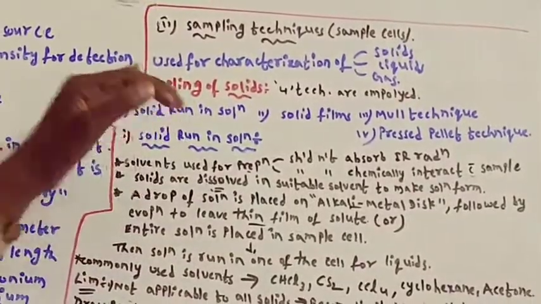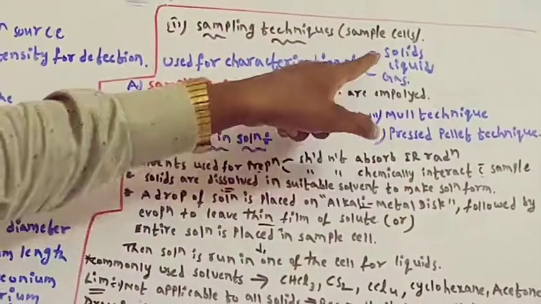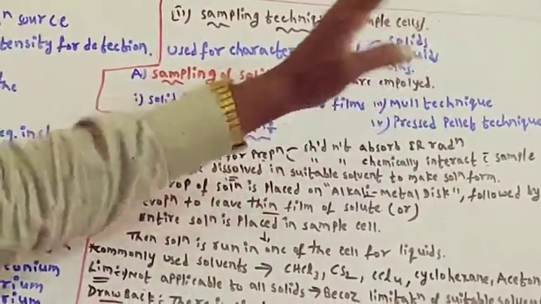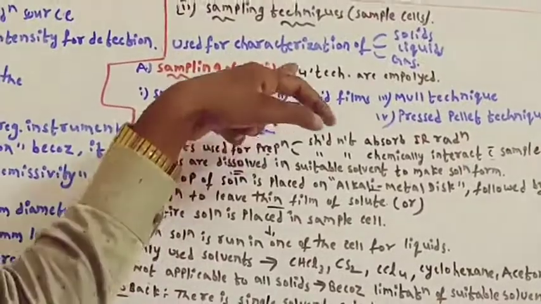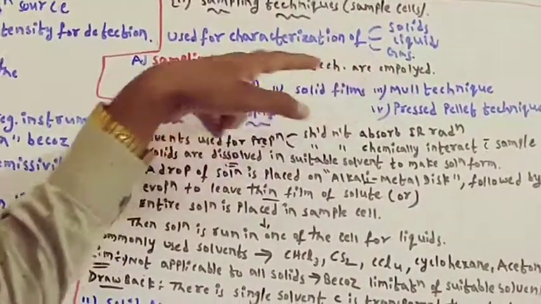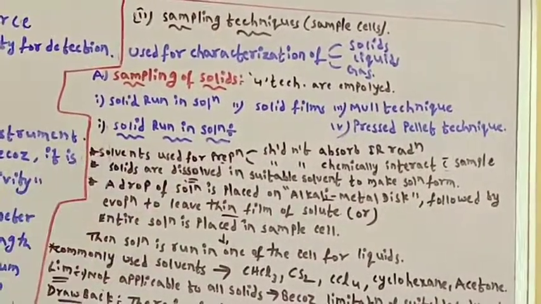First we need to discuss the sampling techniques for solids, after that the sampling of liquids, and then the sampling techniques for gases. The sampling of solids is very important. Four techniques are employed for the analysis of the sample.